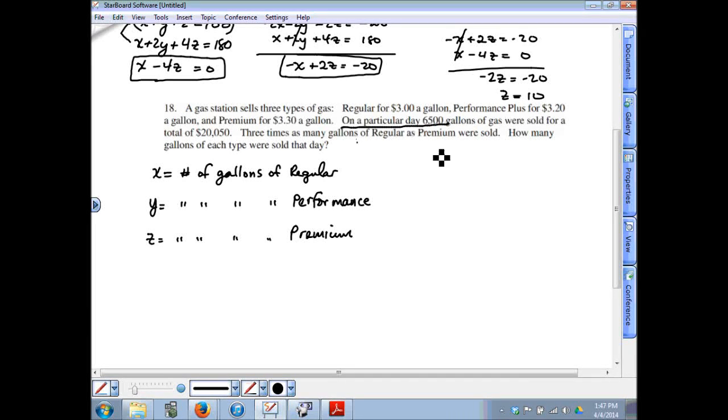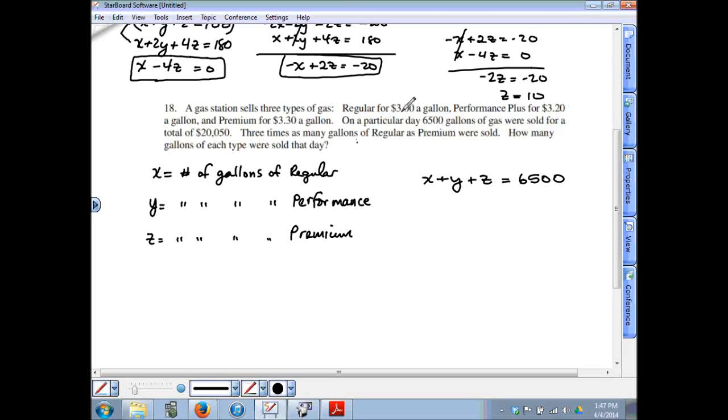Now it says right here on a particular day 6,500 gallons of gas were sold. It doesn't say what type of gas, it says total gas, 6,500 gallons. So total means we're going to add x plus y plus z, because that's the number of gallons of each type. If you add that all up, it's going to be 6,500 total.